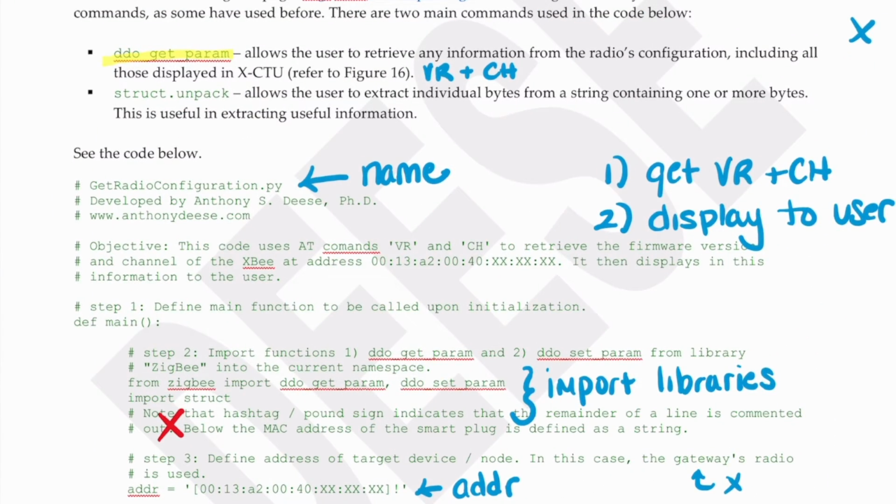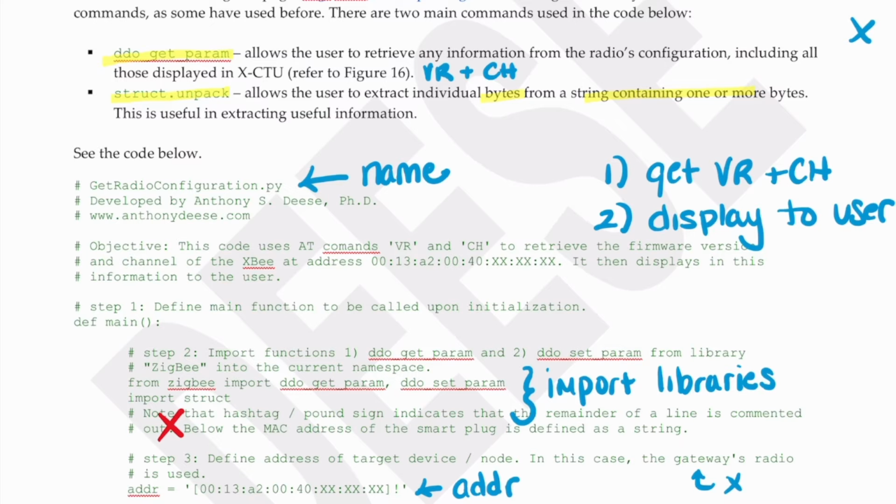All right, so jumping back in here, the second command we're going to use is struct.unpack, and this allows a developer to extract individual bytes from a string containing multiple bytes. And this is going to be useful in taking information we get from DDO get param, and using it.